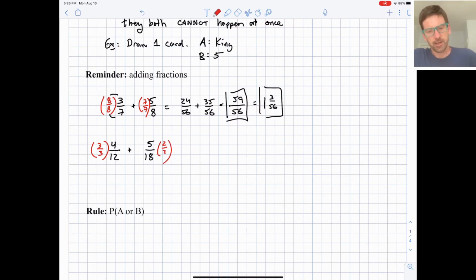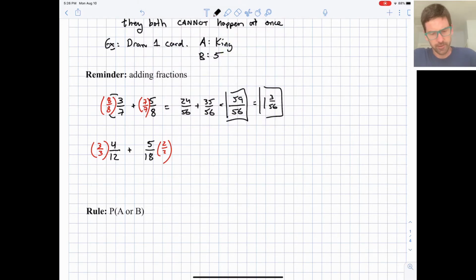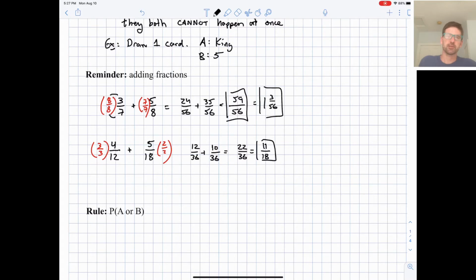Okay, and once we do that, we'll get 12 out of 36 for the first one, and 10 out of 36 for the second one, and we get 22 out of 36 overall. And we can simplify that down, and we get 11 over 18. Okay, so there's my final answer there. Just a quick reminder on adding fractions.